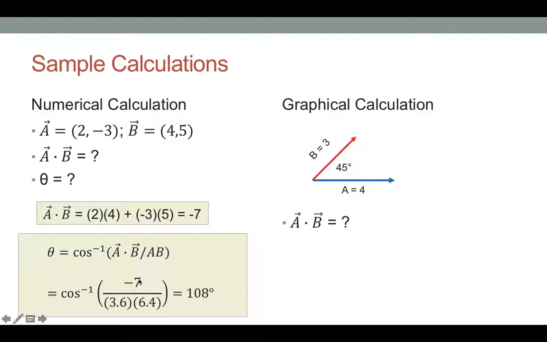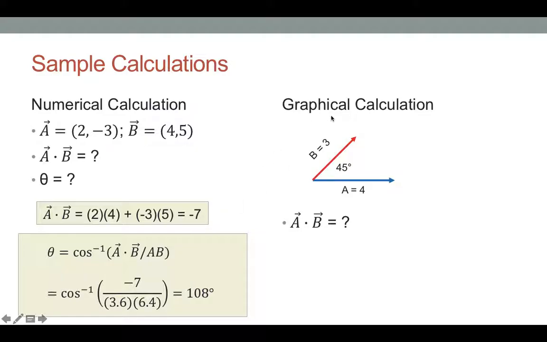That means I take the dot product, which we already found is minus 7, and 3.6 and 6.4 are the magnitudes of the two vectors, and that gives us the angle in between them is 108 degrees, which makes sense because the angle is greater than 90 degrees because the dot product is negative.